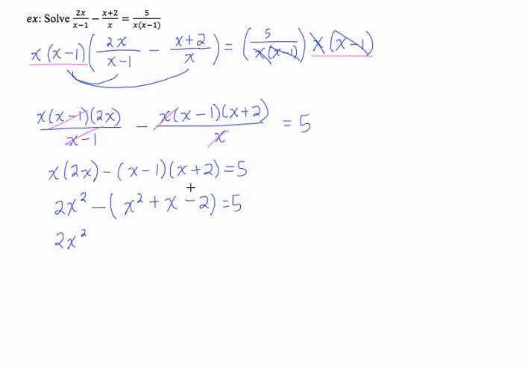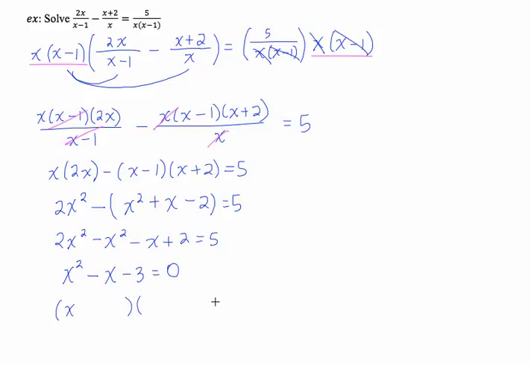Let's distribute out that negative right there to give us minus x squared minus x plus 2. And then we can combine like terms. 2x squared minus 1x squared is 1x squared minus x. Then if we subtract 5 from both sides, we'll have 2 minus 5. So minus 3 equals 0. This is great. It's in standard form. It's equal to 0. And now we can try and see if this thing factors.